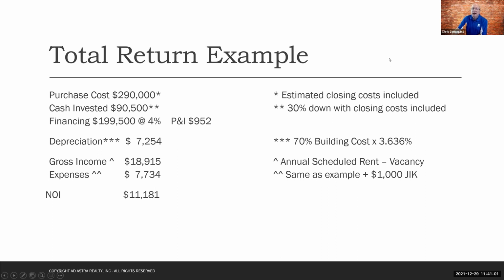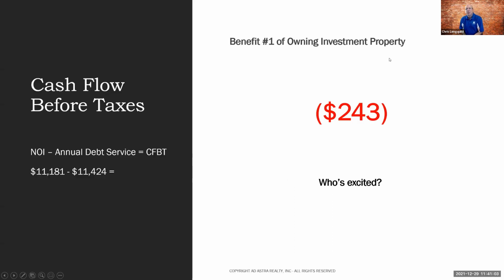Let's go back now and let's pay attention here. So cash flow before taxes on this home. If we take the numbers that we plugged in and we say our NOI is 1181 and we subtract our 952 times 12, which is 11,424, this particular home, if you were buying it at market value today, would have a cash flow at 30% down of minus $243.